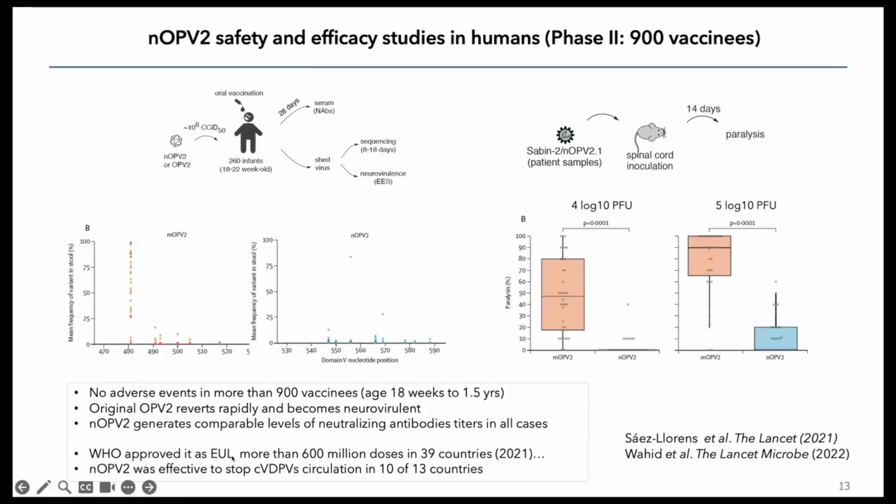And so WHO approved this vaccine, and since then, many millions of doses in many countries have been introduced, demonstrating the efficacy and the stability of this new vaccine, including to stop cVDPV circulation.